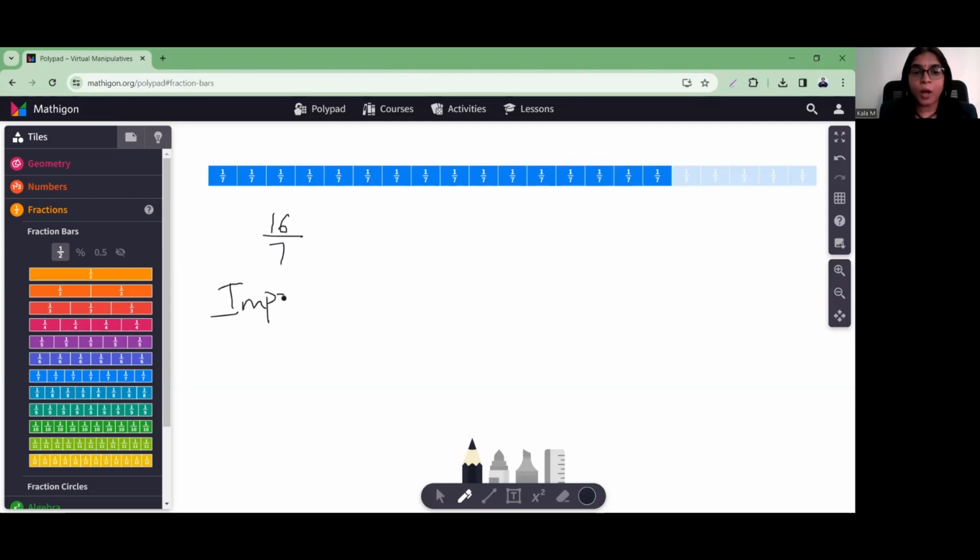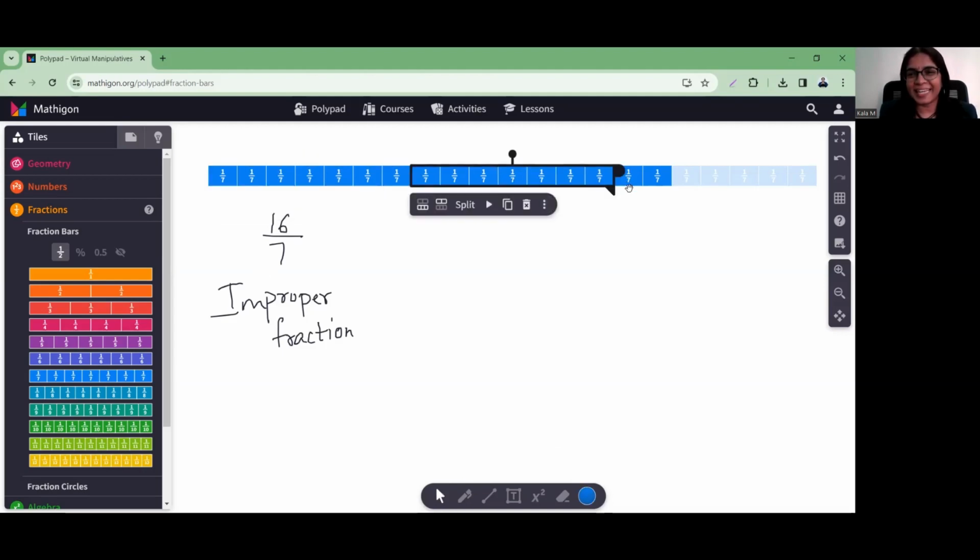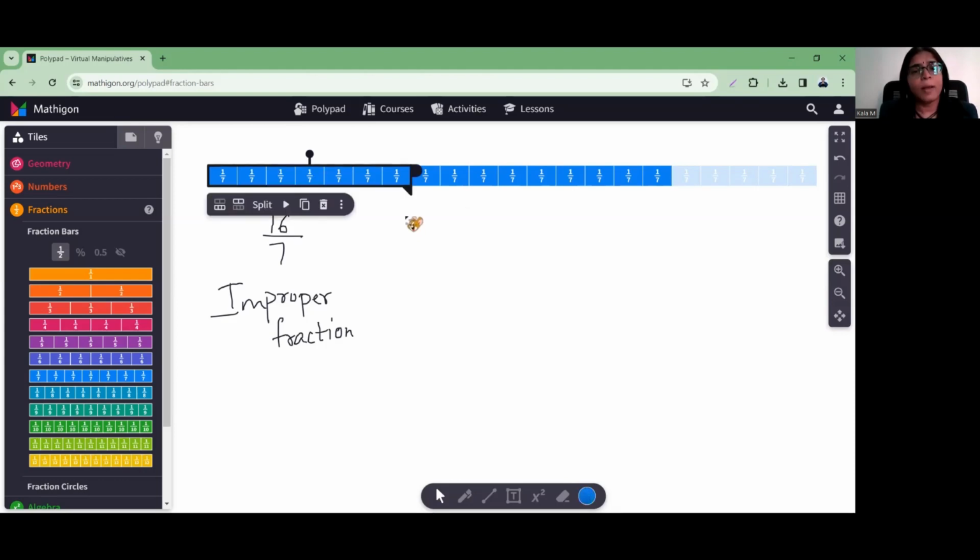How do we know it's an improper fraction? Because the numerator, 16, is greater than the denominator, 7, right? And how do we also know using this picture? It's very simple. If one whole is cut into 7 pieces, the maximum it can have is 7 pieces. But this is more than 7 pieces. This itself shows it is more than one.